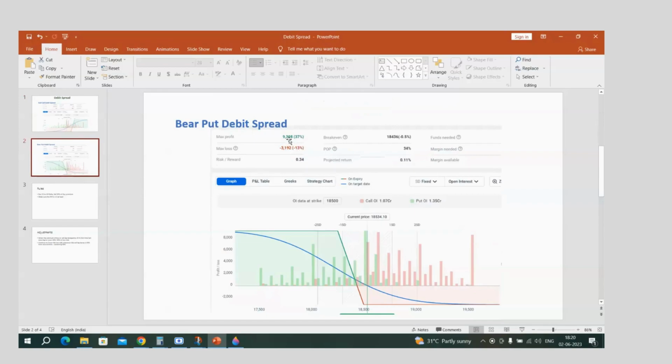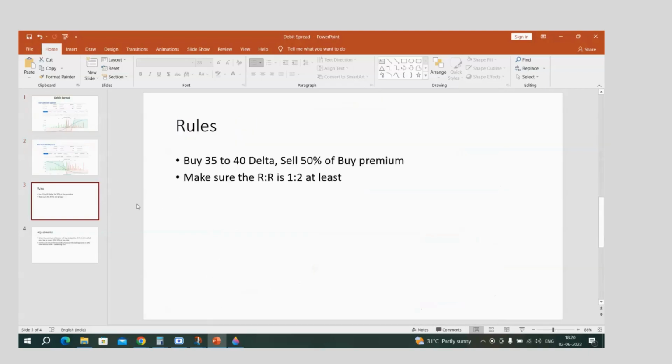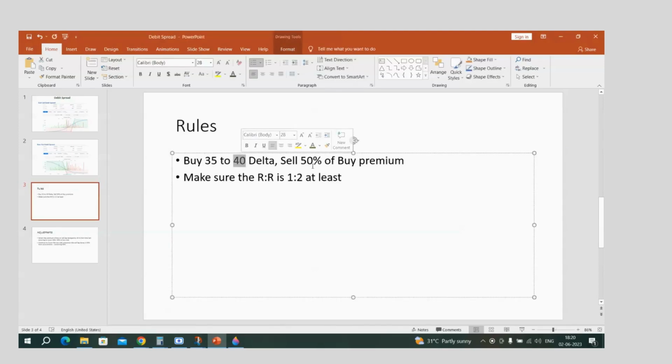Even here, it is close to 1 to 3. This is how we have to maintain risk reward, so that even if our view goes wrong, with our adjustments we can come out with a profit. Coming to the rules, I'm going to buy the legs at 35 to 40 delta, and of whatever premium we get in the buy leg, exactly 50% or a little more than 50% we are going to sell. We should make sure it is at least 1 to 2 risk reward.